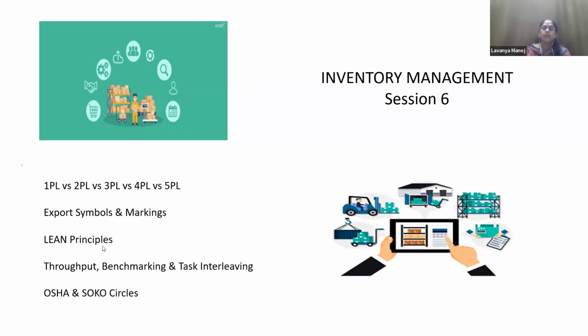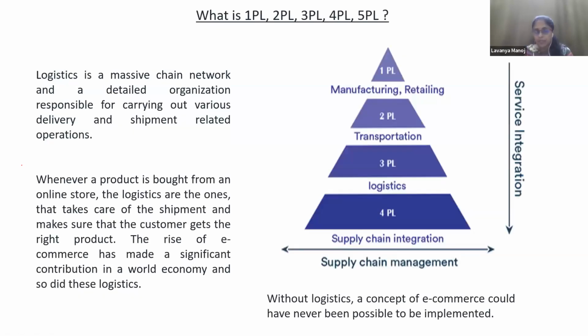First, let's start with the difference between each logistic provider in the market. The first party logistic provider is called the logistic giant in the market, because it refers to the company which does all the supply chain activities by itself: procurement, transportation, warehousing, distribution, and production. Everything is taken care of by the company itself.